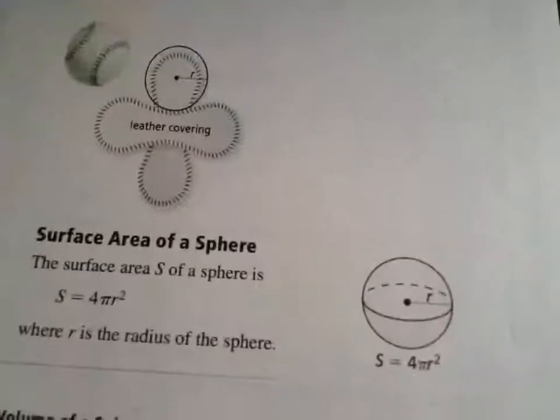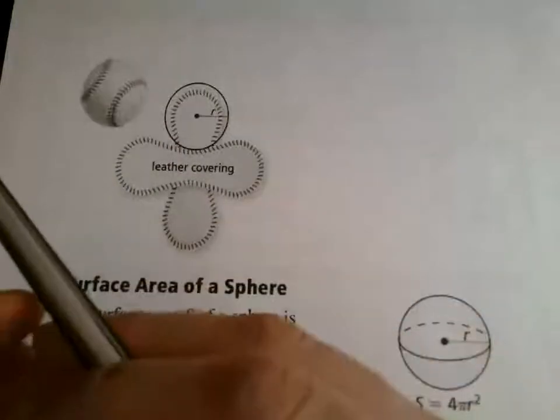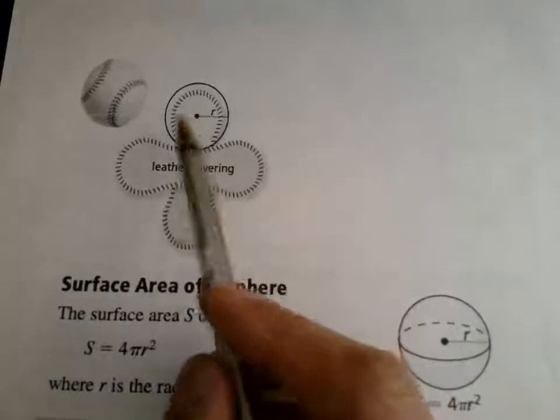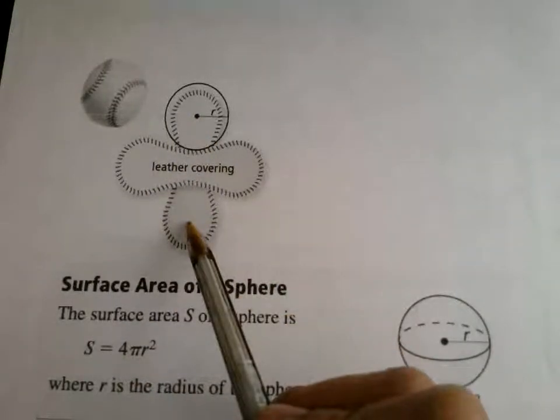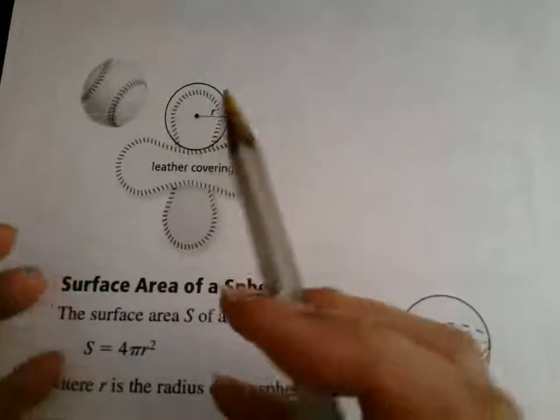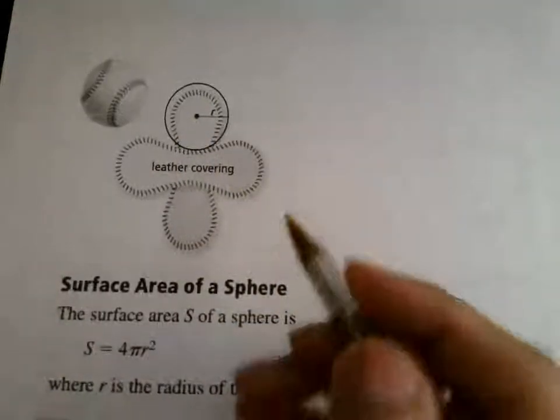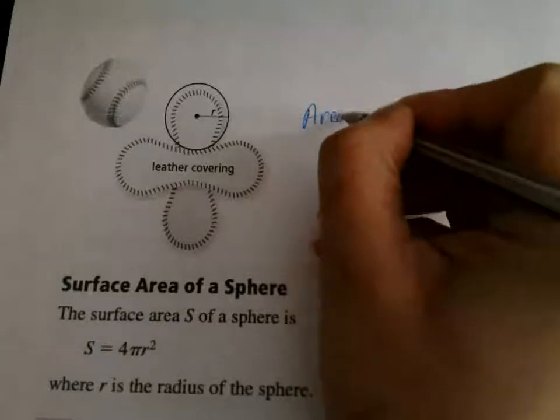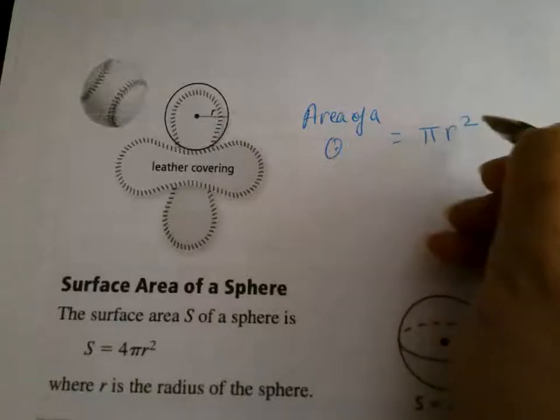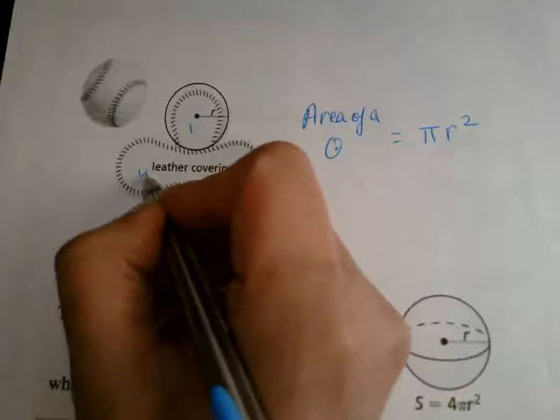Anyhow, now if you see, this is a baseball, and if you open a baseball, it is nothing but four different circles. The entire covering of the baseball is nothing but four circles: 1, 2, 3, and 4. And if I ask you what is the area of a circle, the area of a circle is pi r square. And how many circles are there? 1, 2, 3, and 4.